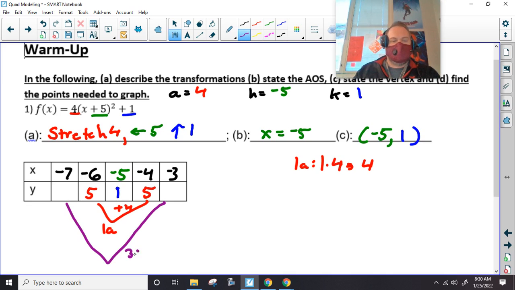This would be 3a. Well, 3 times 4 is 12. So we should add 12 to this. We get 17. All right.